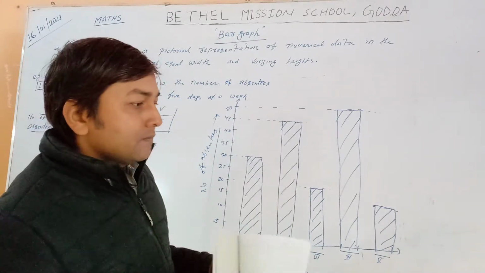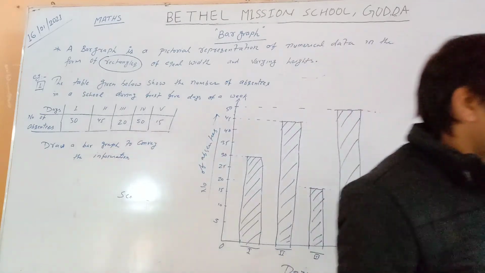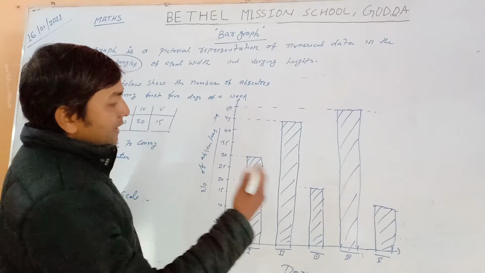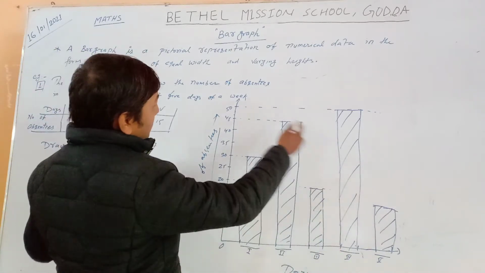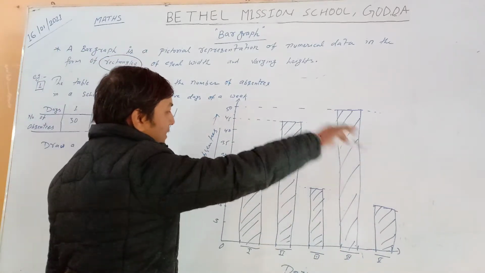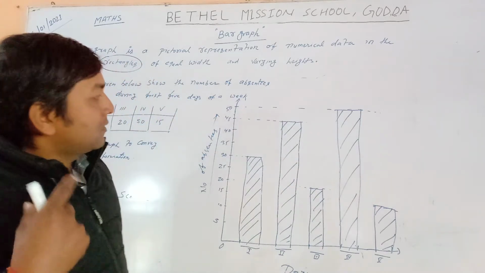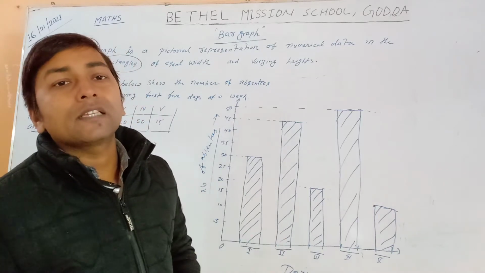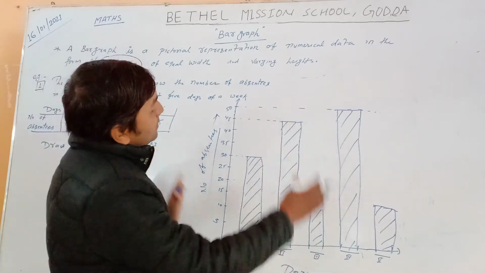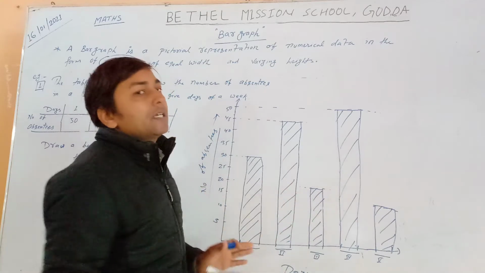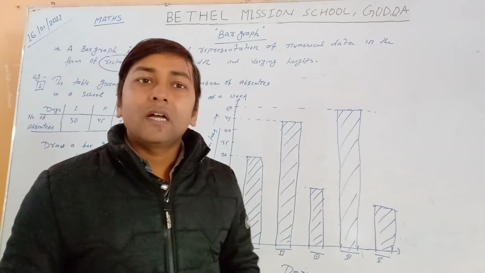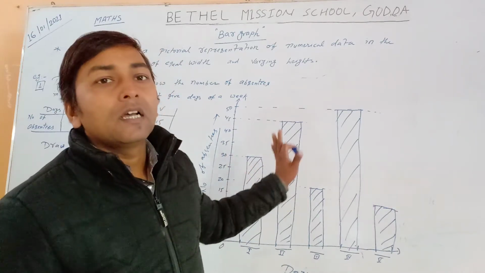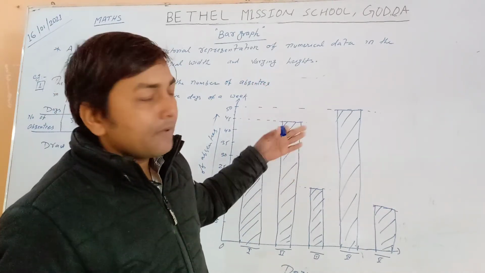Okay, now I take the second type of question. The second type of question is when a bar graph has been given and you have to give some answer. The question has been given and the bar graph has been given. Look at the bar graph and answer the question. Okay, so I do one question at a time. First look at the bar graph and then answer.